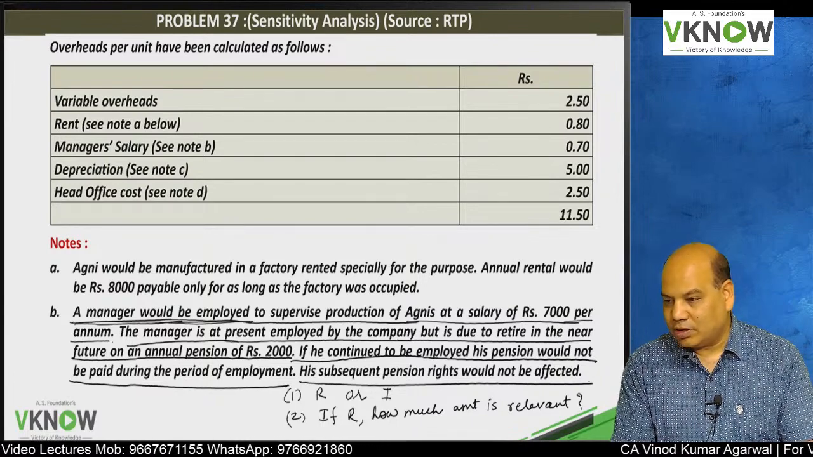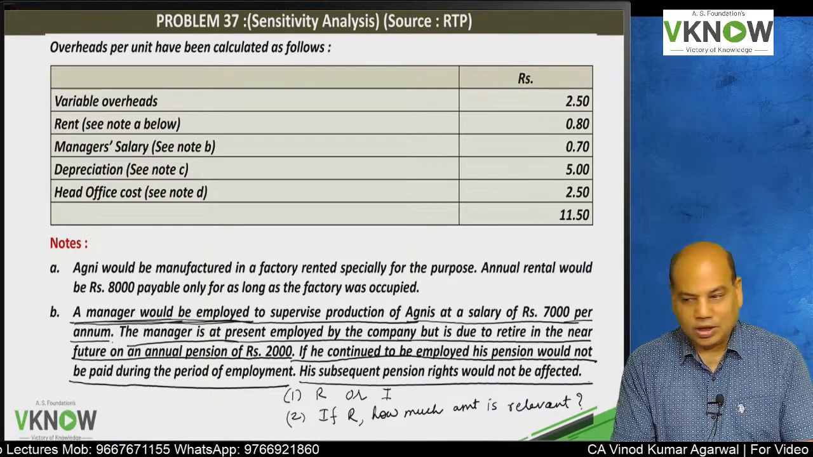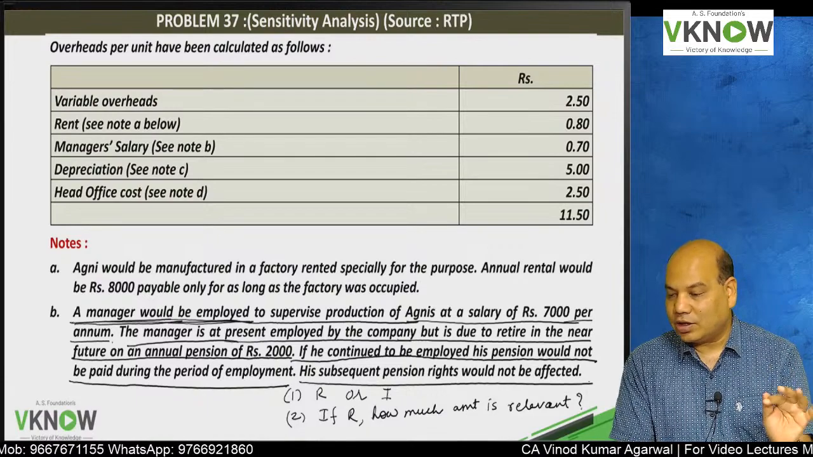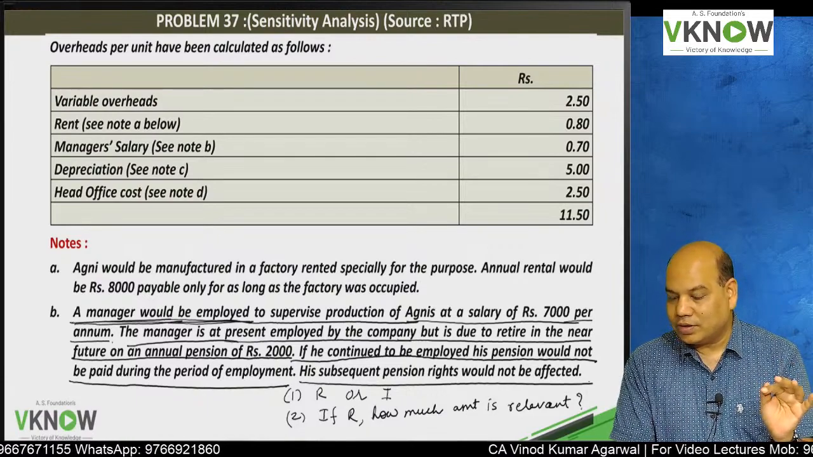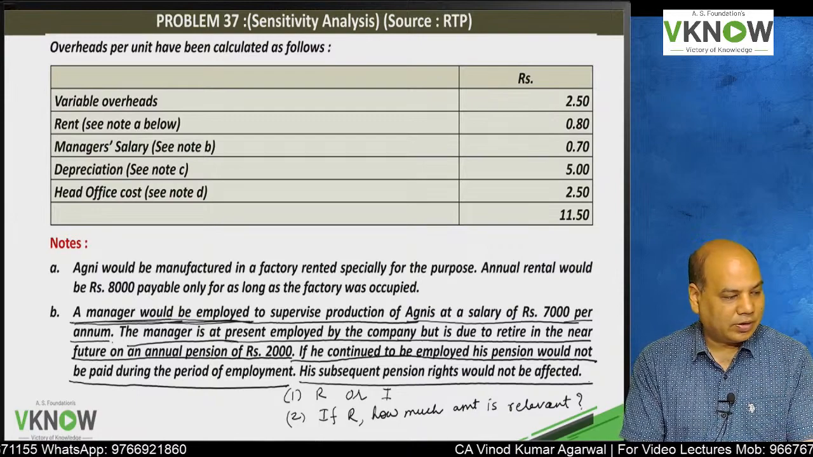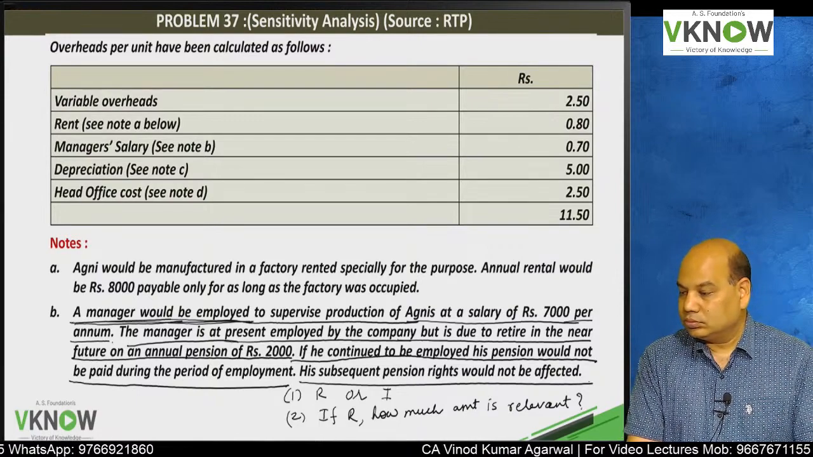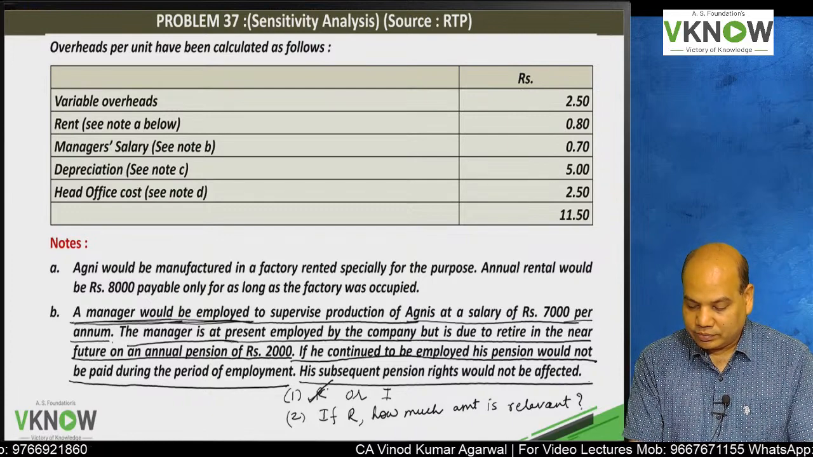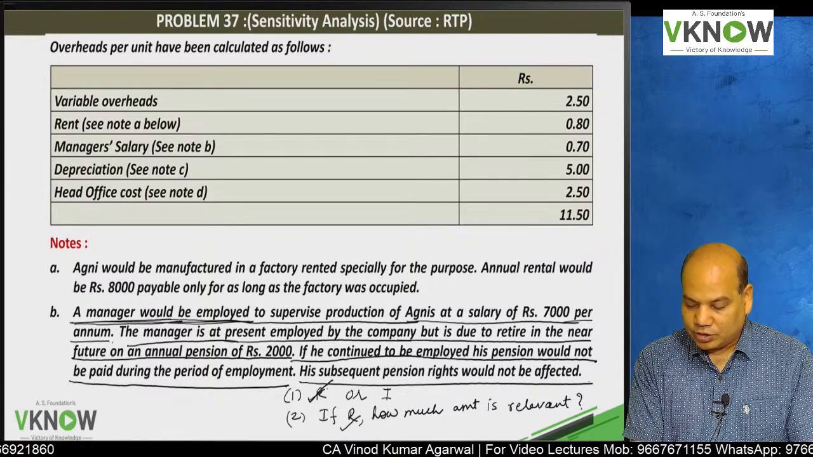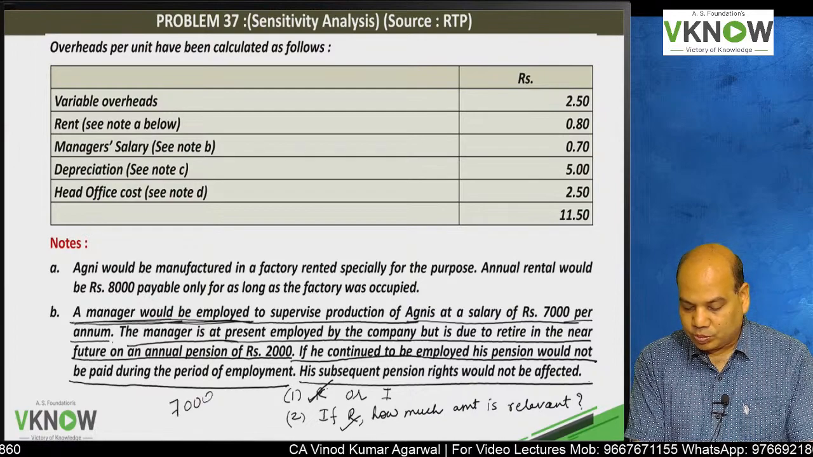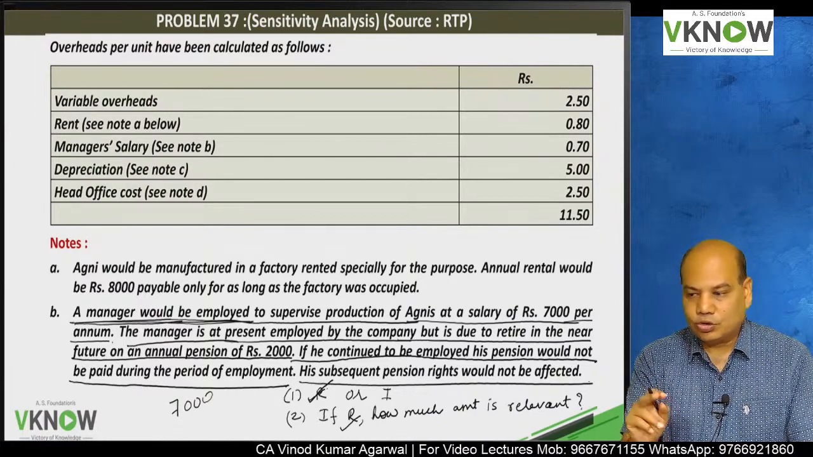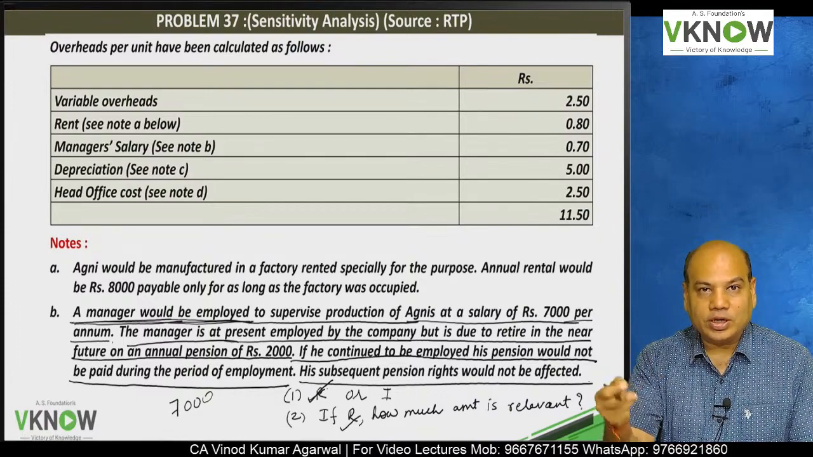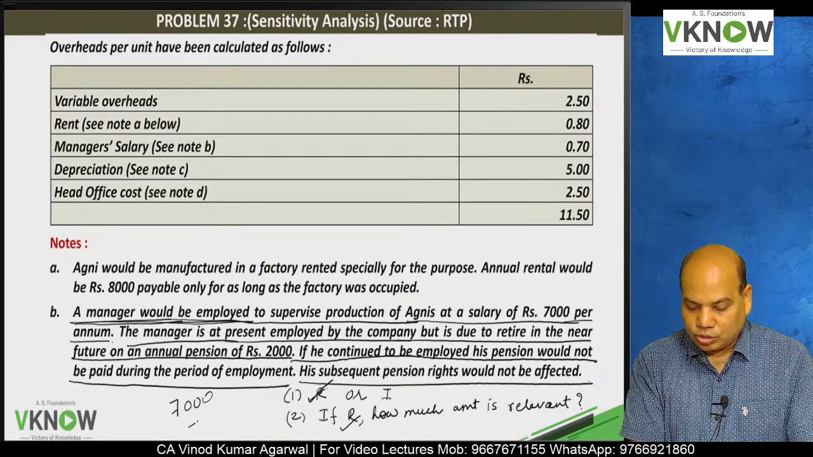First question is whether relevant or irrelevant. And if you say it is relevant, how much amount is relevant? 7,000 is relevant, 2,000 is relevant, or 5,000 is relevant? So the answer is it is relevant and 5,000 is relevant. We have to pay him 7,000 rupees for supervising production of Agni. But if we don't employ him, then we are going to pay him 2,000.